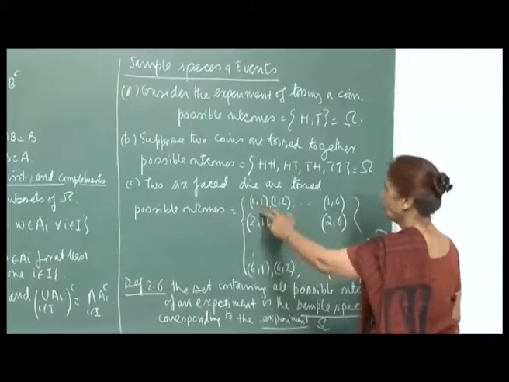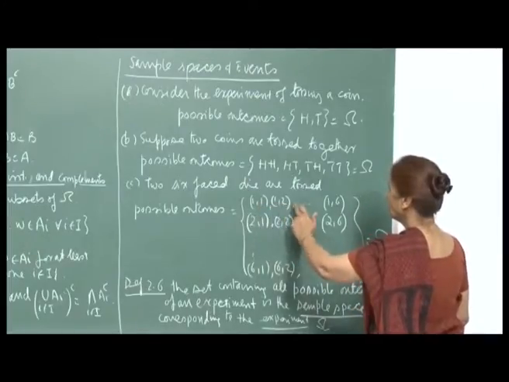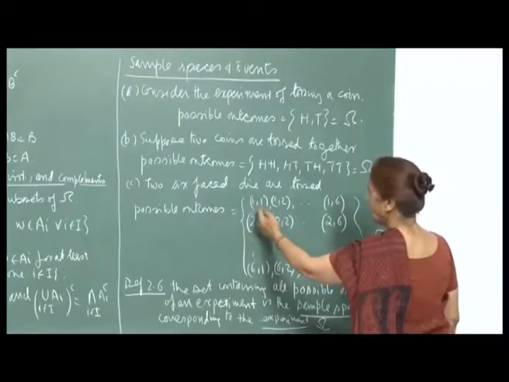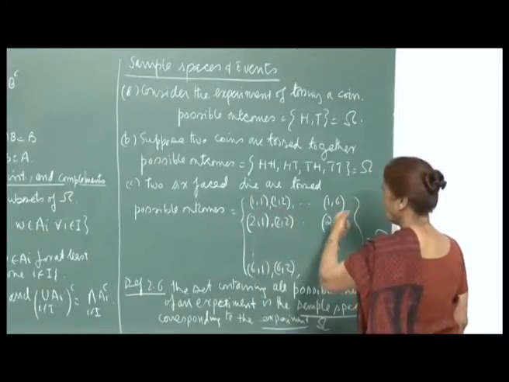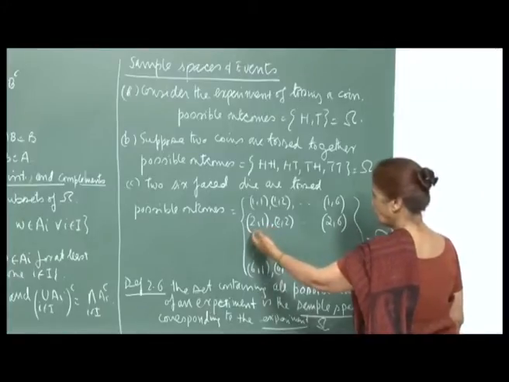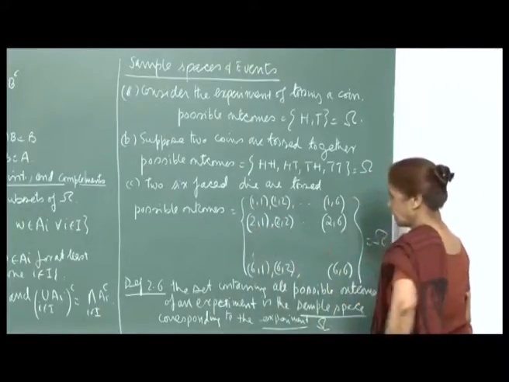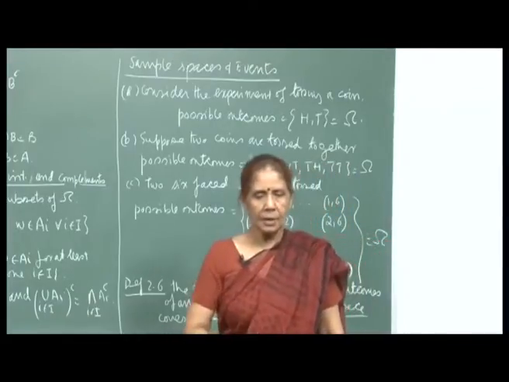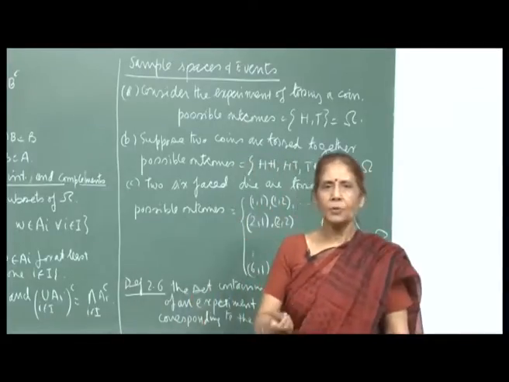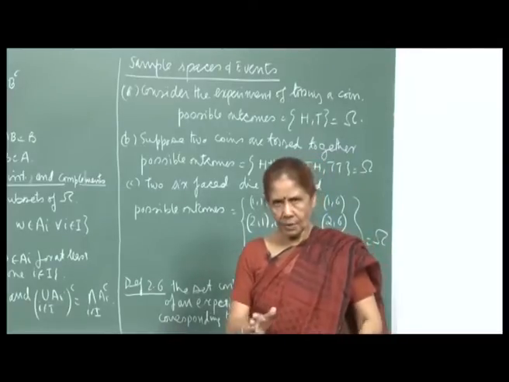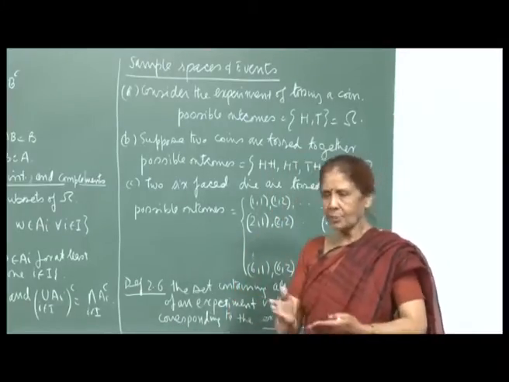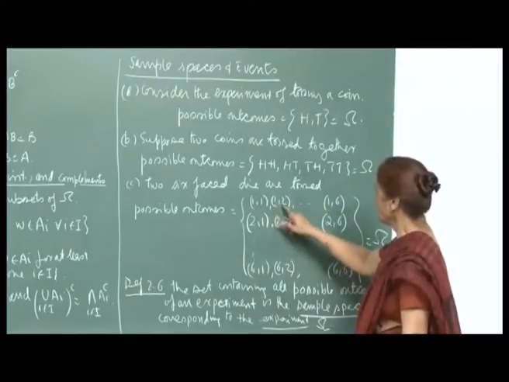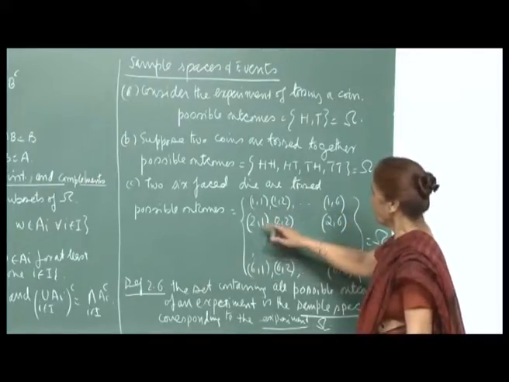So, 1 to 6, and therefore, the possible outcomes will be (1,1), (1,2) up to (1,6). That means the first die shows 1 and the second die shows 1, 2 or 6, and similarly you can then say that it is (2,1), (2,2), (2,6). So it is important, when you are throwing 2 dice, that you number them as 1 and 2, because this is an ordered arrangement, and therefore there is a difference between (1,2) and (2,1).